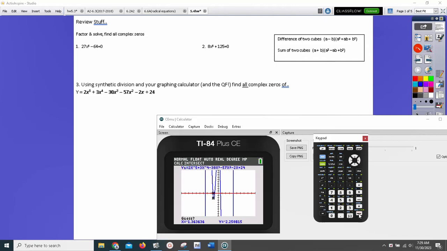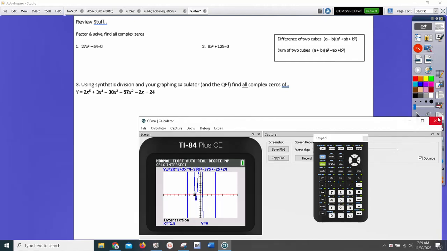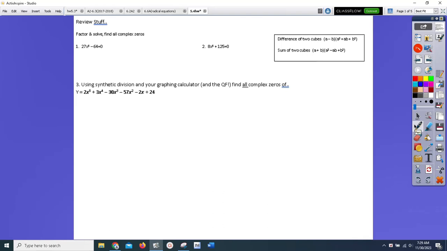Enter, enter, enter. Okay, negative 1.5. So I got 3 good zeros from my graph: x equals 4, negative 1, negative 1.5. And I'm just going to synthetically divide those out, and that's going to get me down to a quadratic.